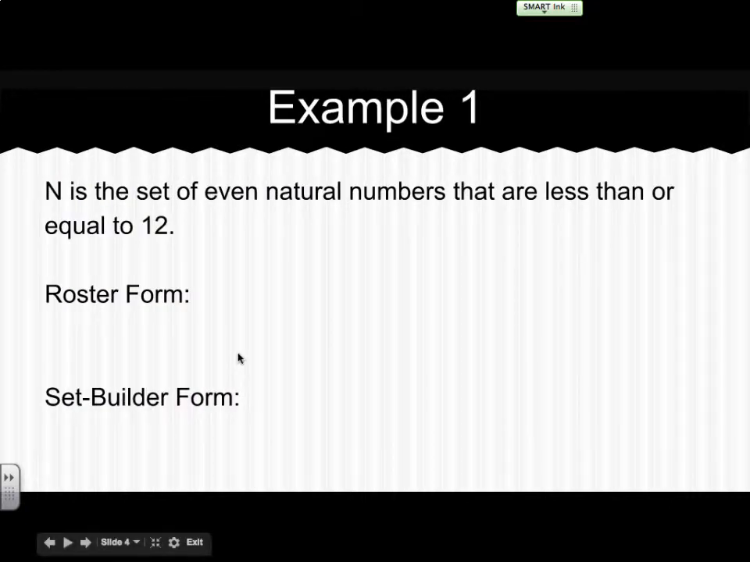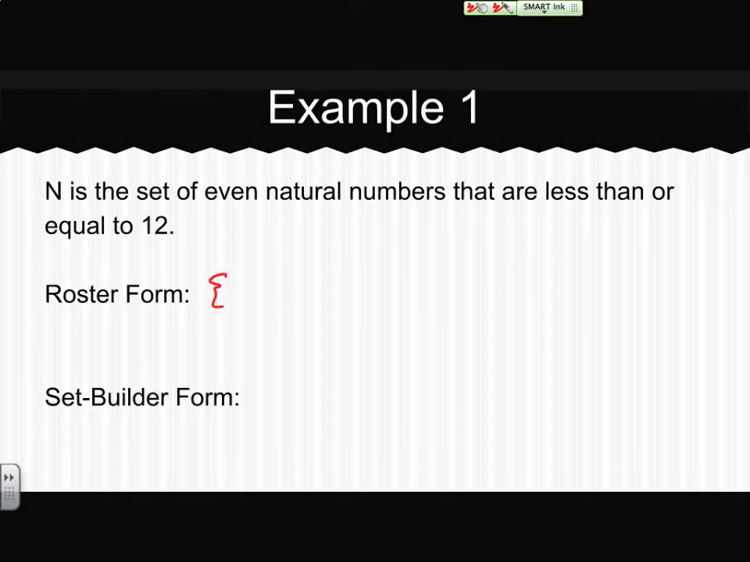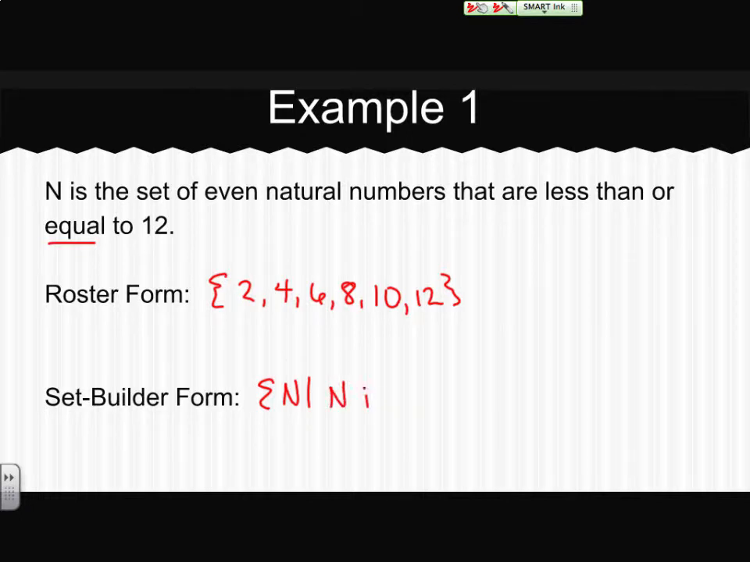Example 1. It says N is the set of even natural numbers that are less than or equal to 12. Our natural numbers, remember, are our counting numbers. So the roster form would be 2, 4, 6, 8, 10, and notice it says less than or equal to, so we include 12 as well. In set builder notation, we would say N such that N is an even natural number less than or equal to 12.